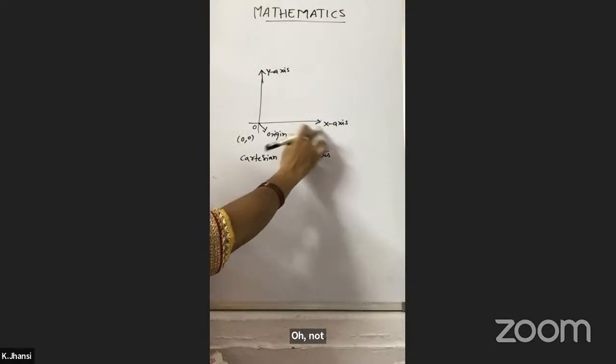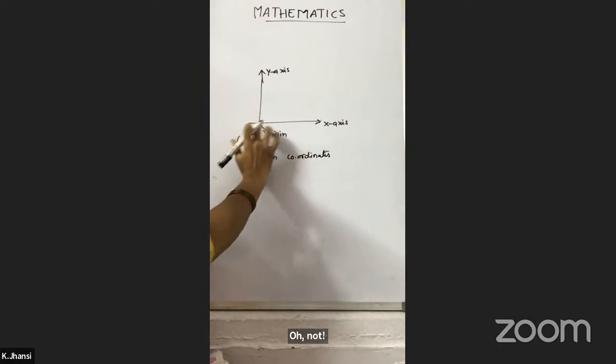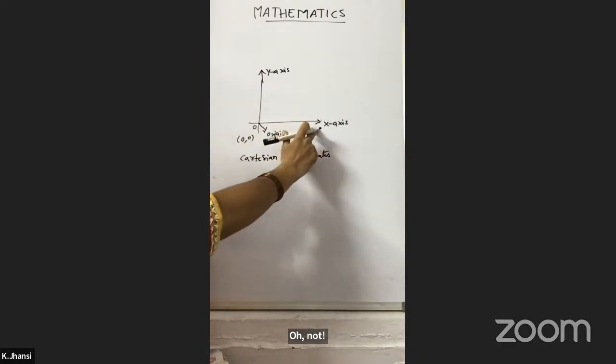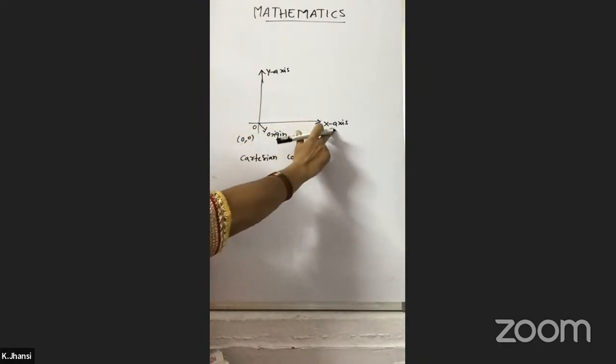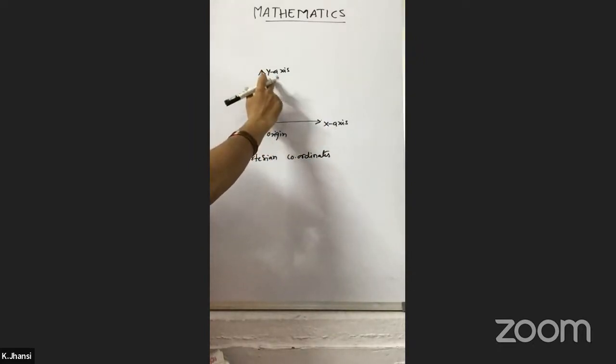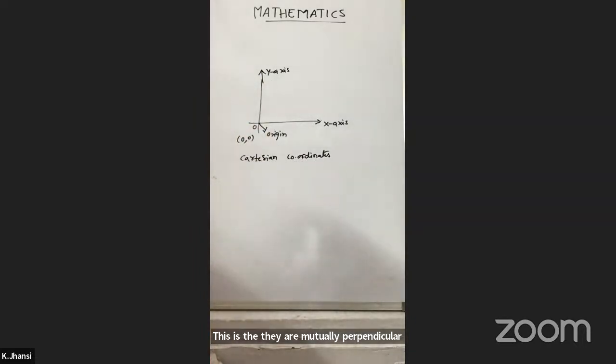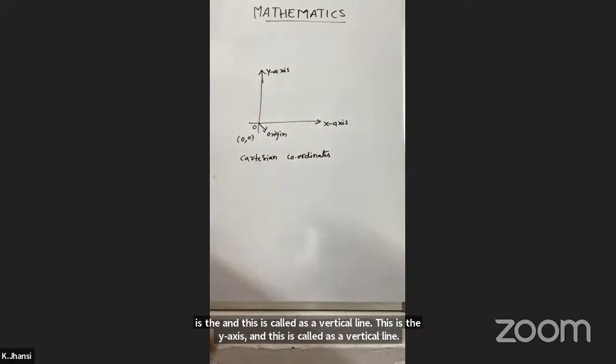Okay, this is the x-axis. So here, in any plane surface, the horizontal line we are taking is called the x-axis, and this vertical line is the y-axis. They are mutually perpendicular to each other. Okay, so here we represent this as the x-axis and y-axis.